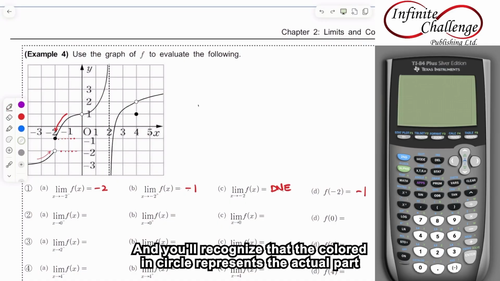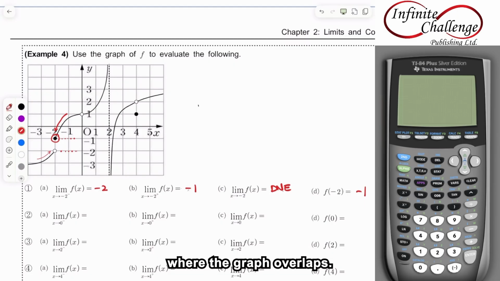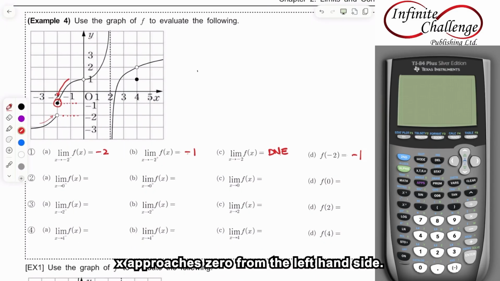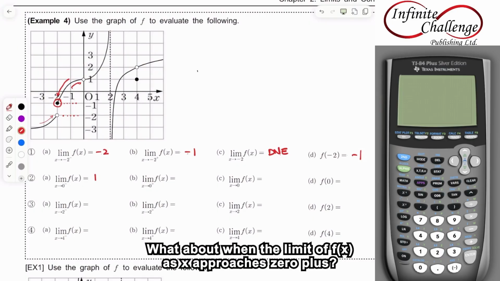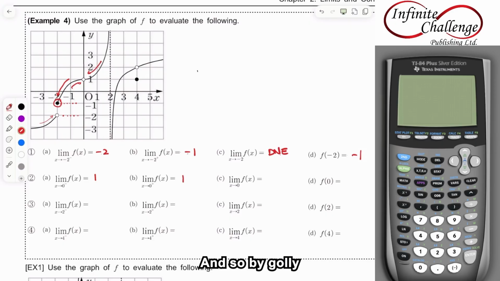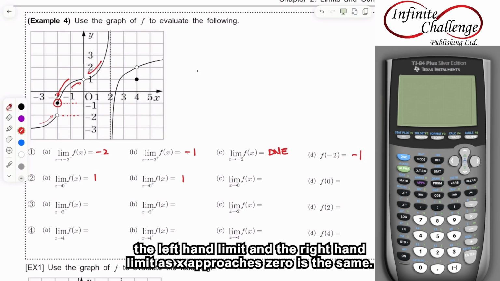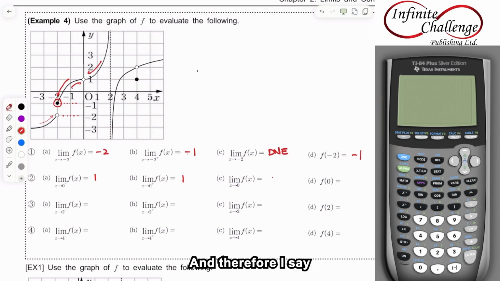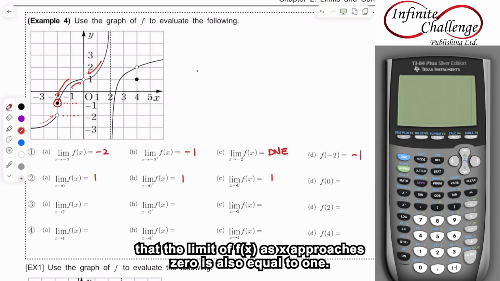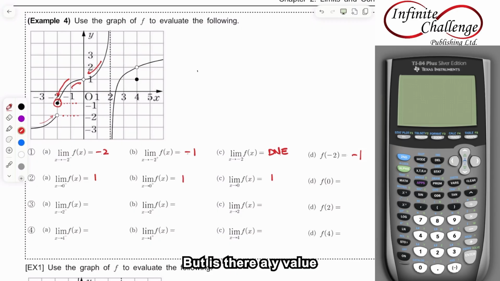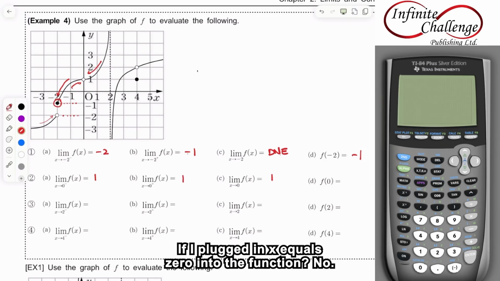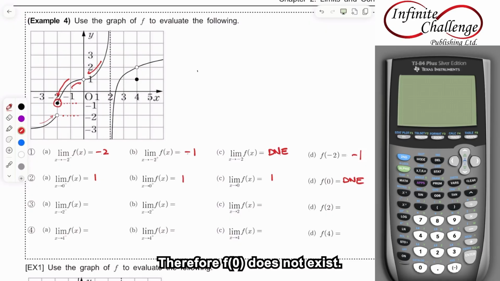Just plug and play, and you'll recognize that the colored-in circle represents the actual point where the graph is defined. What about when x approaches 0 from the left-hand side? Oh, you betcha, it's equal to 1. What about the limit of f of x as x approaches 0 plus? Okay, from the right-hand side, oh, it's also equal to 1. And so, by golly, the left-hand limit and the right-hand limit as x approaches 0 are the same, and therefore I say that the limit of f of x as x approaches 0 is also equal to 1. But is there a y value if I plugged in x equals 0 into the function? No. Therefore, f of 0 does not exist.